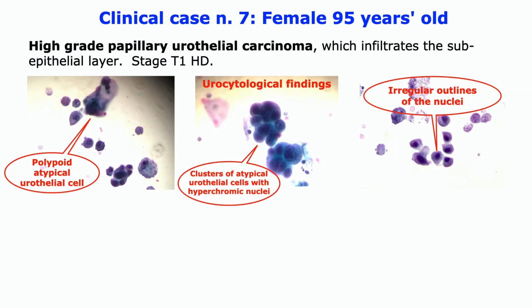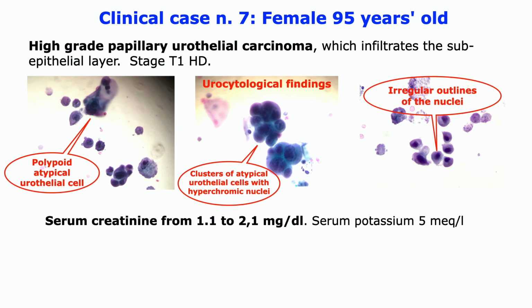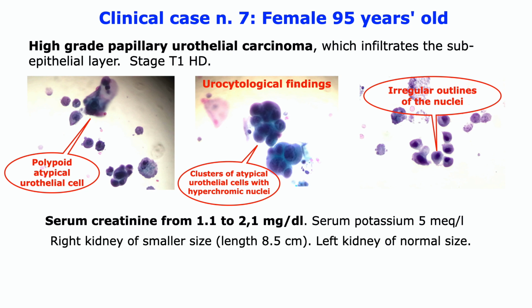Over the last 3 years, the patient underwent 2 transurethral bladder resections for high-grade bladder carcinoma. In routine biochemical tests, the serum creatinine increased from 1.1 to 2.1 milligrams per deciliter, and potassium was borderline to high at 5 milliequivalents per liter. Thus, a decrease in renal filtration capacity was occurring, and the general practitioner requested a renal ultrasound scan of the kidneys. The right kidney was mildly small-sized, 8.5 centimeters long, with a 9 millimeters thick cortex. The left kidney was normal.